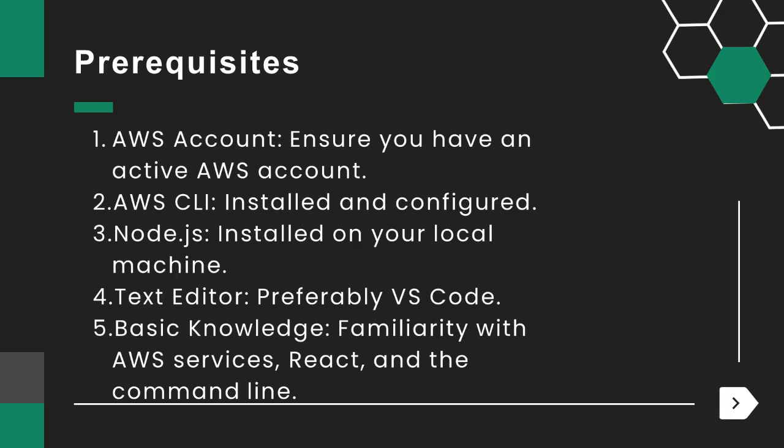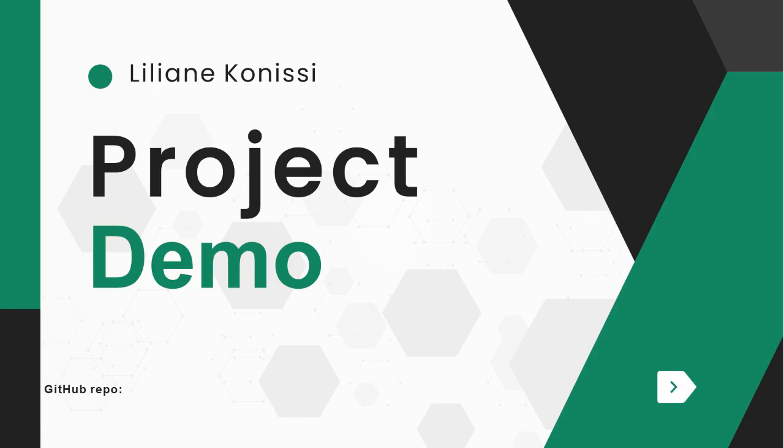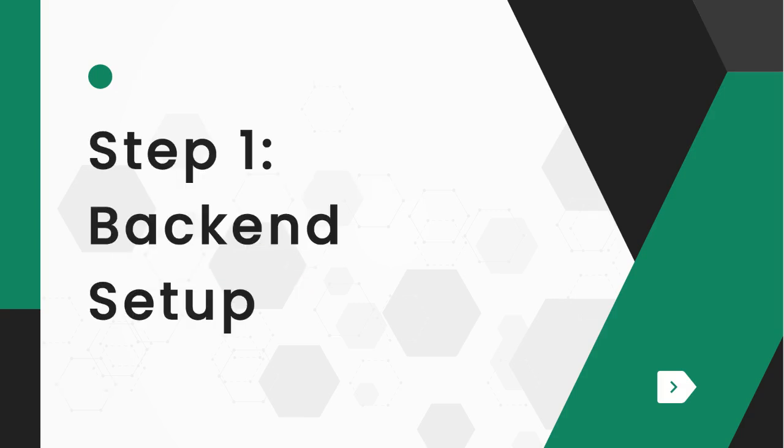Before we start, ensure you have an active AWS account, AWS CLI installed and configured, Node.js installed on your local machine, a text editor like VS Code, and basic knowledge of AWS services, React, and the command line. The project consists of three main steps: setting up the backend, setting up the frontend, and deploying the frontend to AWS S3 and CloudFront. Now, let's dive into the project demo. You can follow along with the code available in the GitHub repository. Let's start with the backend setup.